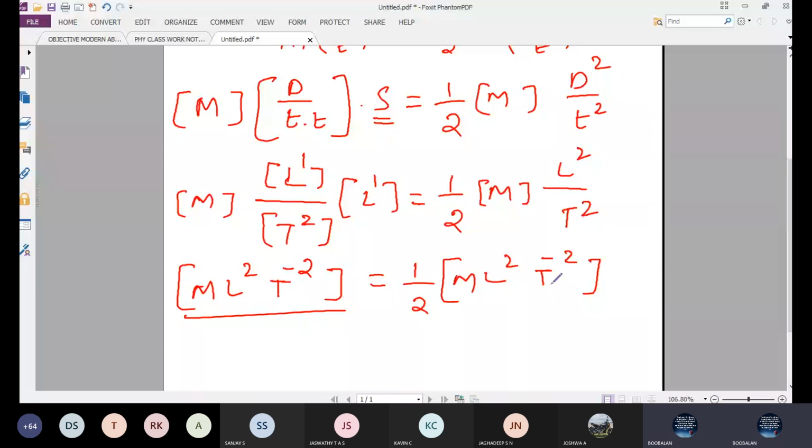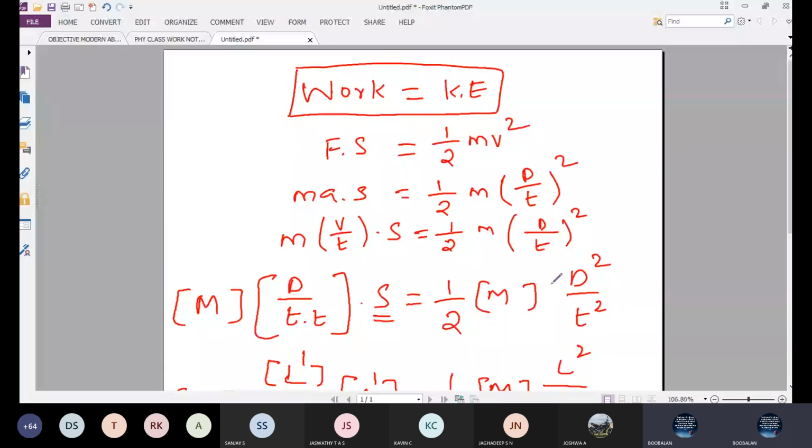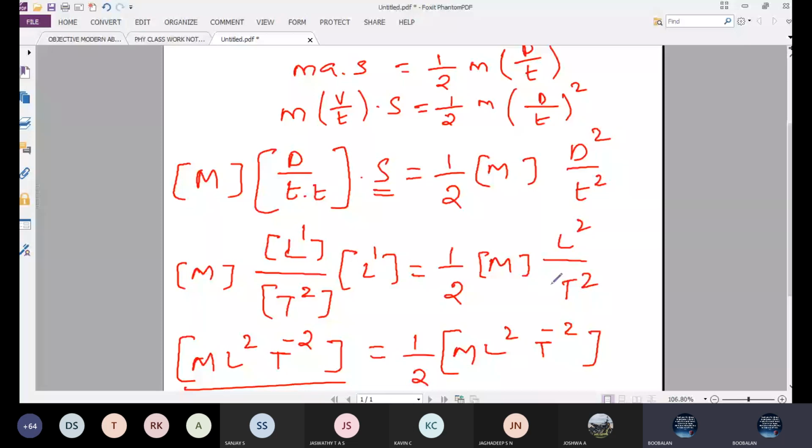So using dimension formula, we can easily verify whether an equation is correct or wrong, and convert one system into another system. The next one is the relationship between the given physical quantities. There are 3 applications. The first one: given an equation, check whether it is right or wrong. Work equal to kinetic energy. Work formula and kinetic energy dimension formula are both equal, so it is verified.